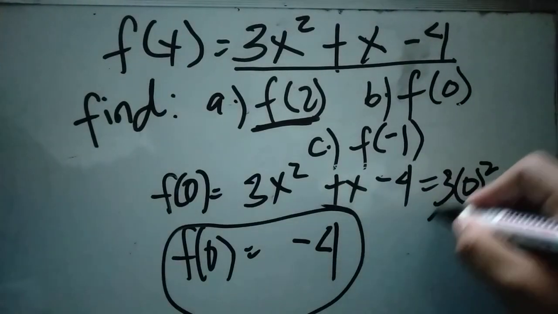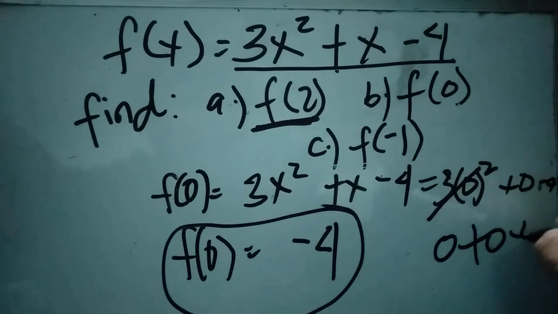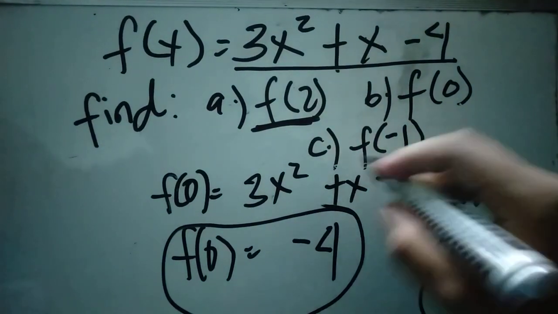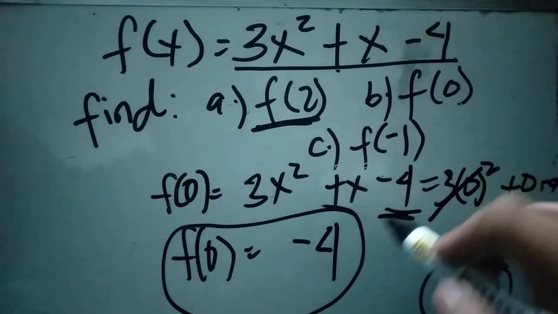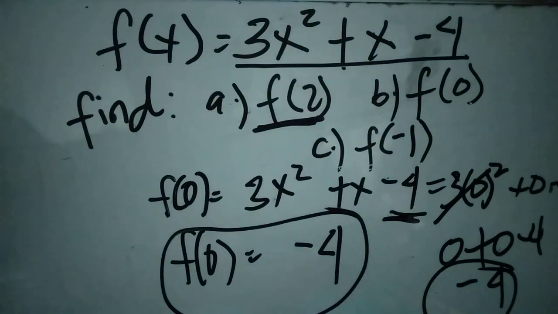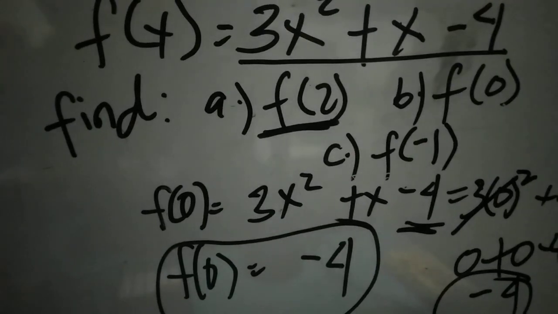So, cancel this. That's 0. That's 0 also. So, 0 plus 0 minus 4. And then, negative 4. This will be the answer. Any number multiplied by 0 is 0. That's why just copy the constant, which is negative 4. Okay, so our answer here is negative 4. The next, last one, for our example.